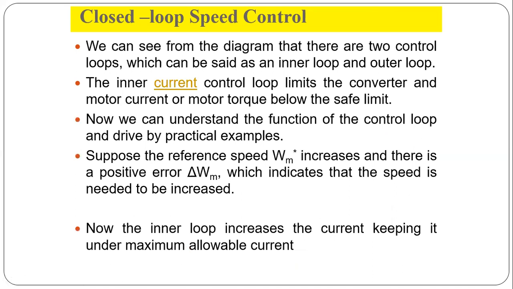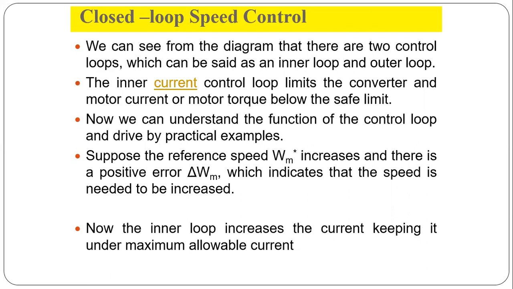Again, in closed loop speed control, we can see from the above diagram that there are two control loops, which can be called the inner loop and the outer loop. The inner current control loop limits the converter and motor current or motor torque below the safe limit. The basic function of the inner current loop is to control or limit the converter and motor current.